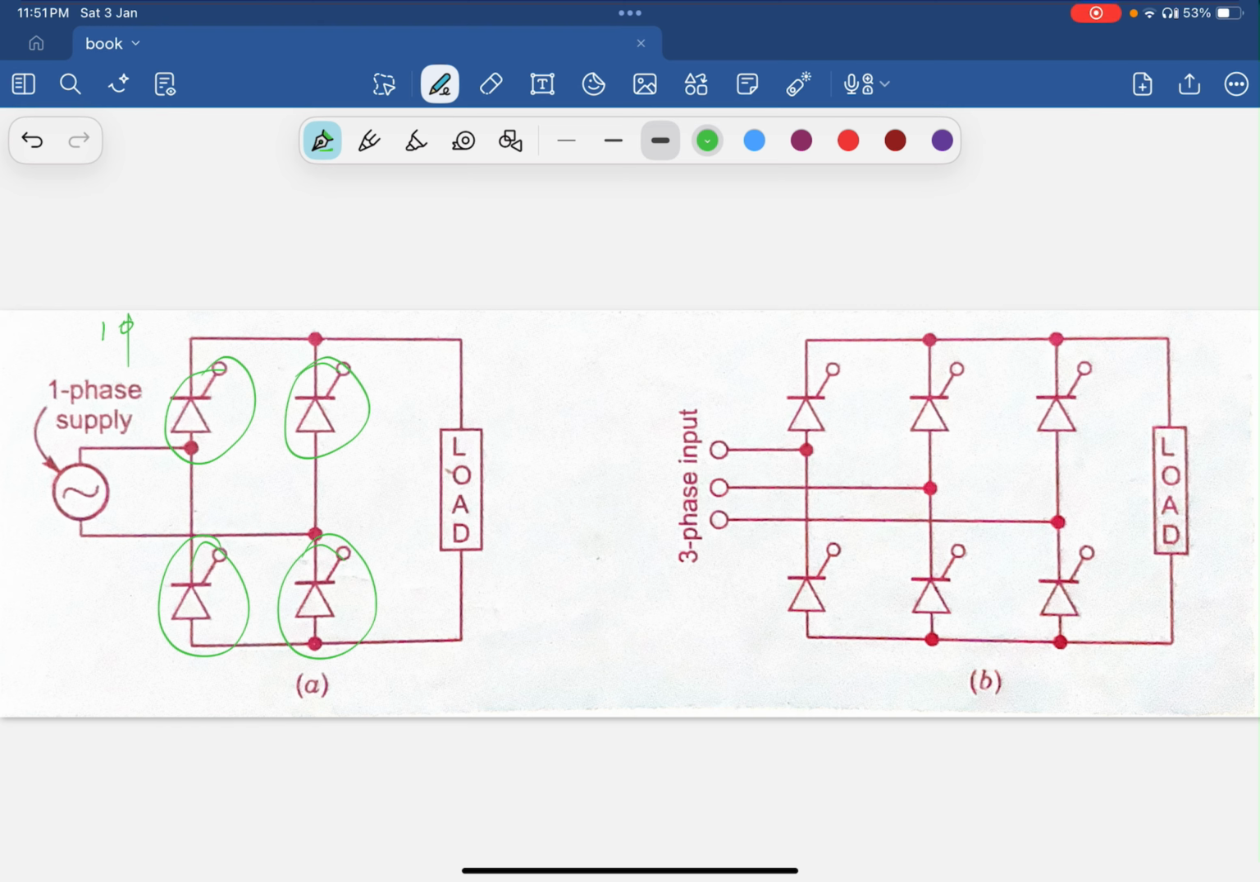The second configuration uses SCRs in the form of a bridge circuit. Single phase full wave or two pulse bridge converter using 4 SCRs. And this is three phase, a three phase bridge converter using 6 SCRs. A bridge converter has some advantages over the midpoint converter, which we will discuss in detail.